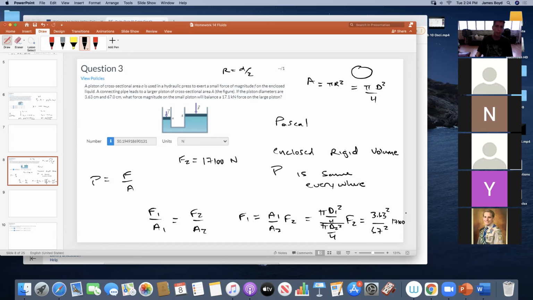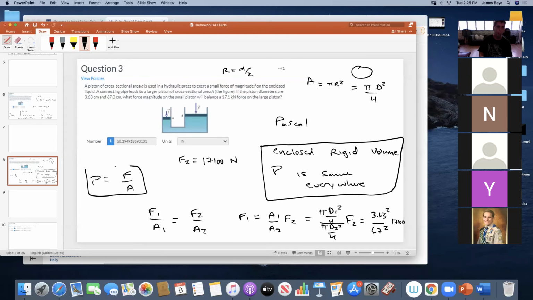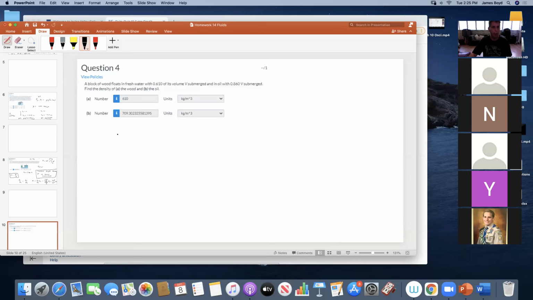But really the big part of Pascal is that I want you to remember that if Pascal shows up on the final, it only applies when you have an enclosed rigid volume. So the volume cannot change. And when that's true, the pressure everywhere is the same. The pressure in and the pressure out are the same. And the pressure is force over area. So that's not too bad, I don't think.